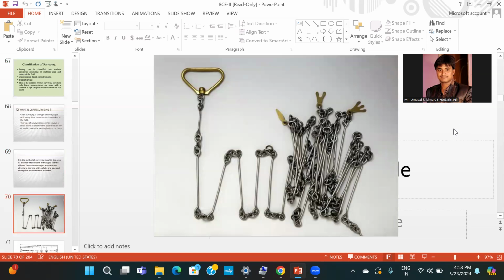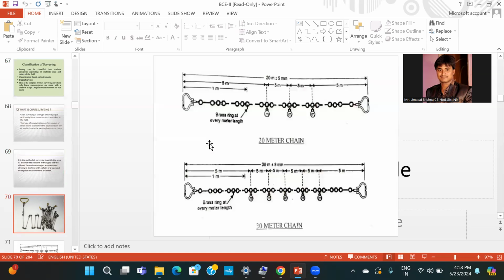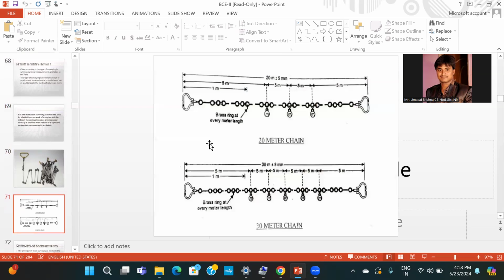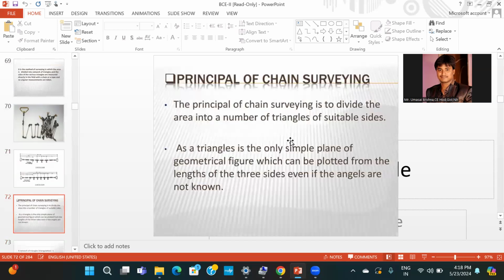So here you can see the image of the chain. One link is equal to 20 centimeters. Generally 20 meters chain and 30 meters chain will be available. The metal used is brass. Here you can see the brass rings at every meter length. So for every meter length, we can see a brass ring. Before the tape, the chain is generally used.